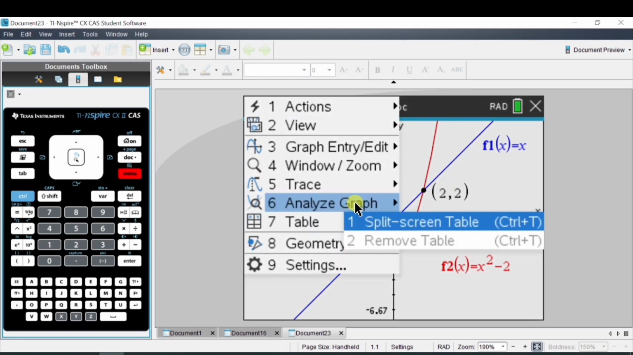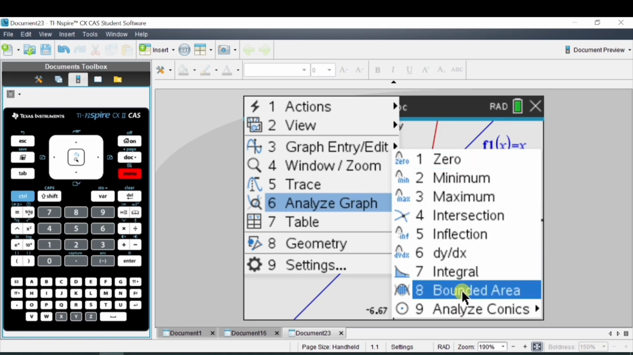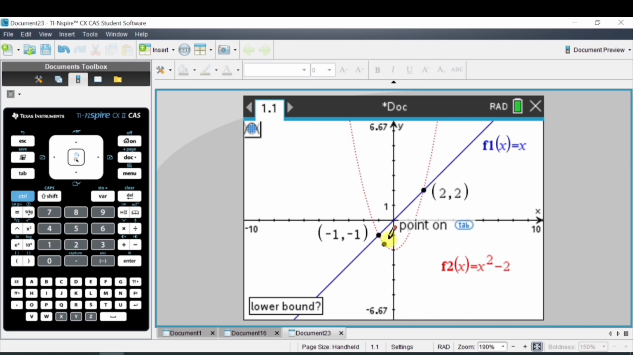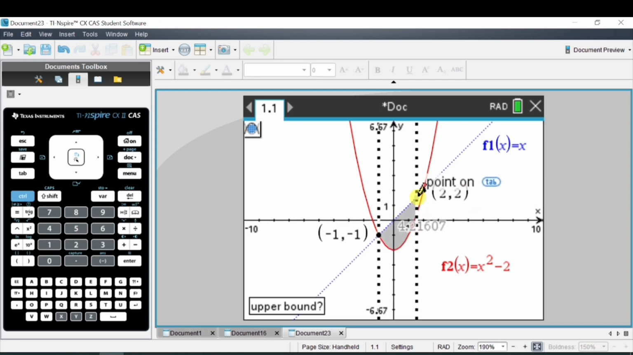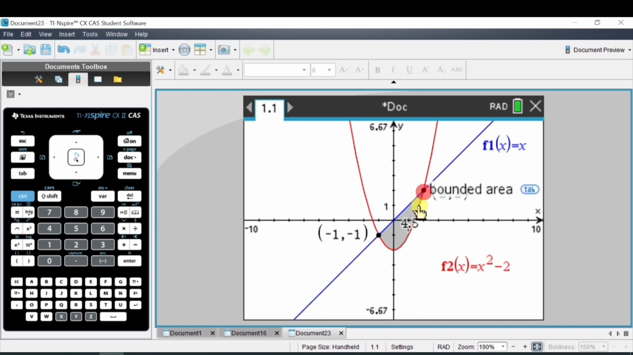So to find the bounded area, I go Analyze Graph. Instead of Integral, I'm going to click on Bounded Area. Now I get to click my lower bound and my upper bound. My lower bound is obviously going to be this point. And because we've found an intersecting point, it gives us an option to just click that point straight away. And then now we're going to go to our upper bound, which is this point. And that tells us that the area is 4.5 units.